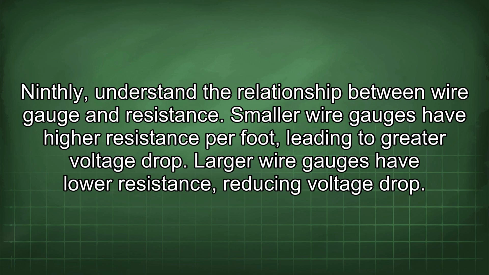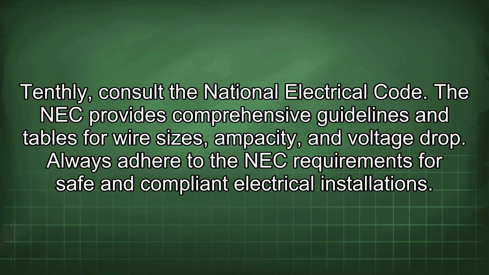Ninthly, understand the relationship between wire gauge and resistance. Smaller wire gauges have higher resistance per foot, leading to greater voltage drop. Larger wire gauges have lower resistance, reducing voltage drop. Tenthly, consult the National Electrical Code. The NEC provides comprehensive guidelines and tables for wire sizes, ampacity, and voltage drop. Always adhere to the NEC requirements for safe and compliant electrical installations.